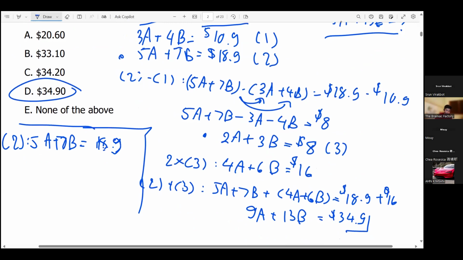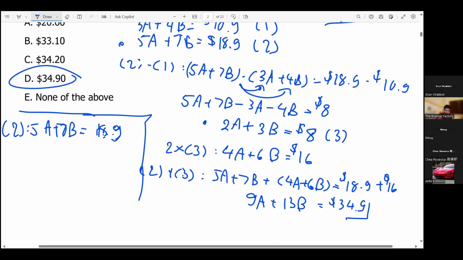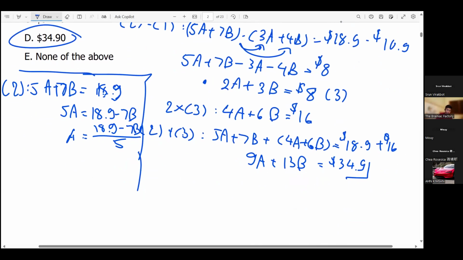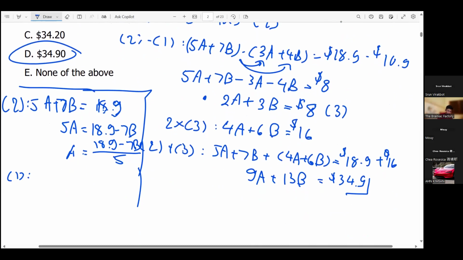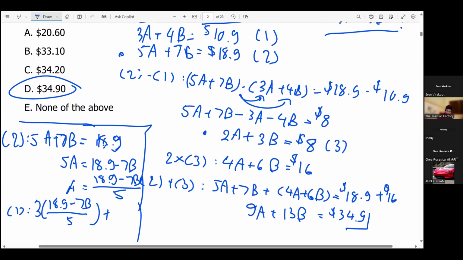You can just find A or B from here. So from the second equation I will find A. So you'll get 5A equals to 18.9 minus 7B, and A equals to 18.9 minus 7B over 5. From here, you can substitute A into the first equation. So you'll get 3 times 18.9 minus 7B over 5 plus 4B.